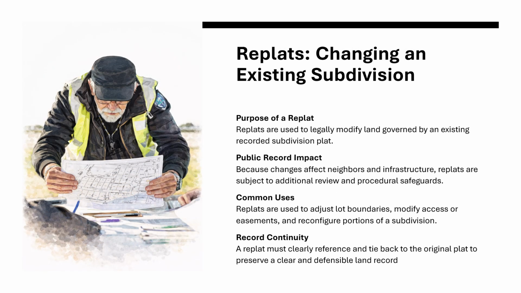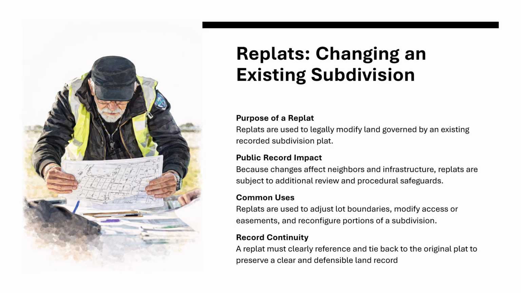Once a subdivision plat is recorded, it is not necessarily permanent. Properties do evolve. Lots are merged, reconfigured, or adjusted to accommodate access, utilities, development. And when those changes involve land already governed by a recorded plat, Texas requires a formal process. That process is the replat. A replat is the legal mechanism used to modify an existing recorded subdivision plat.